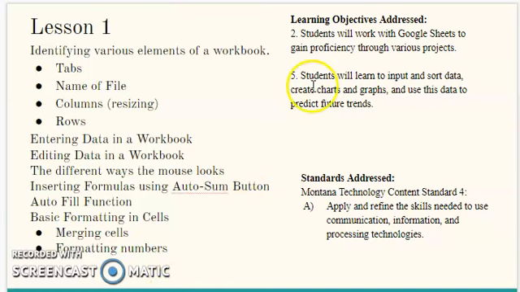This is to address our learning objectives straight out of our syllabus. Number 2, working in Google Sheets to gain proficiency through various projects. And number 5, learn to input and sort data, create charts and graphs, use this data to predict future trends. And secondarily, this is Montana Technology Content Standard 4.